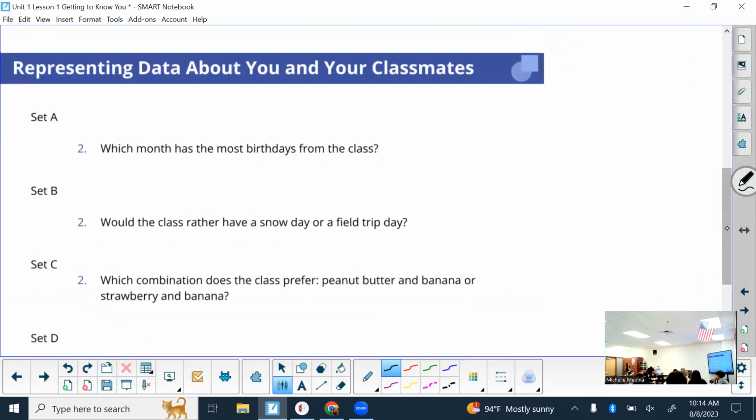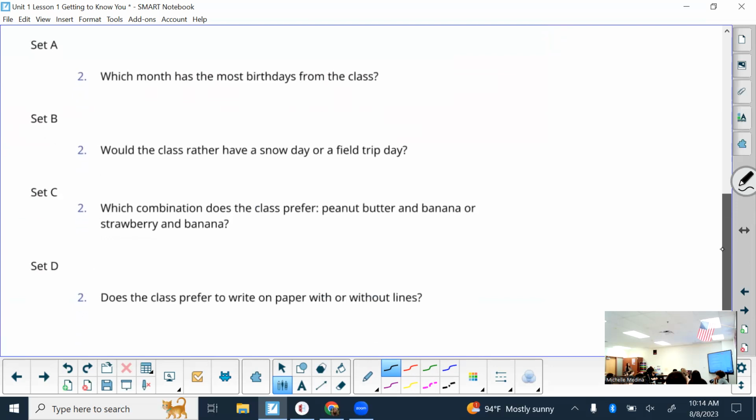Now here's all of our question 2s. Which month has the most birthdays from the class? Would the class rather have a snow day or field trip day? Which combination does this class prefer, peanut butter and banana or strawberry and banana? And does the class prefer to write on paper with or without lines? So what would these responses all be or have in common?